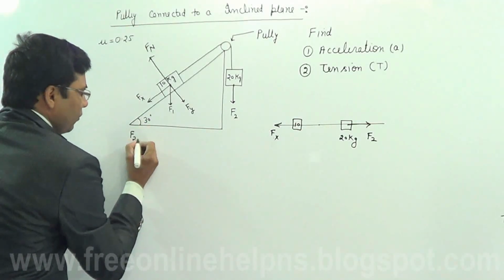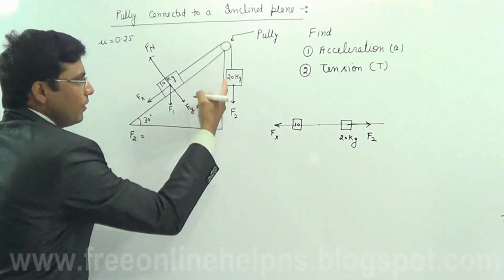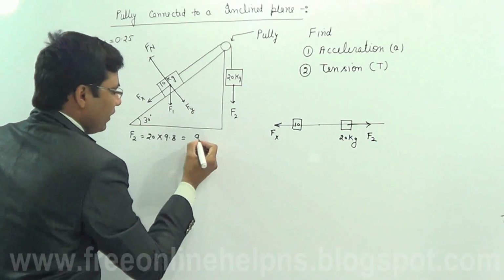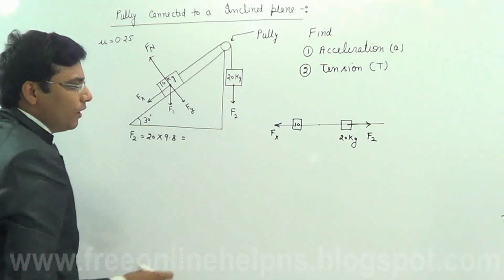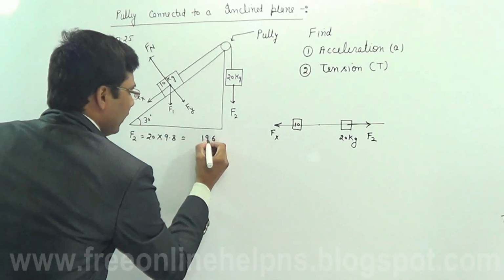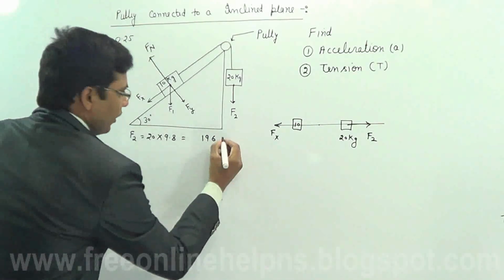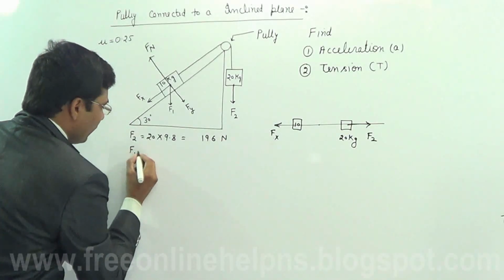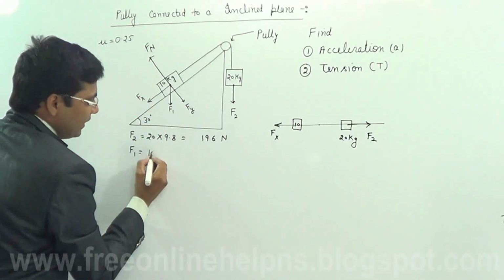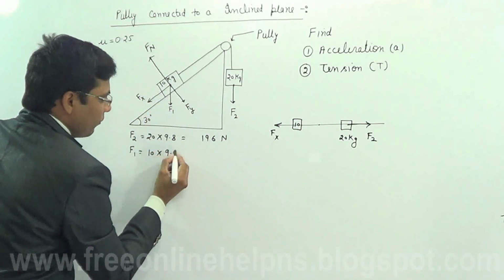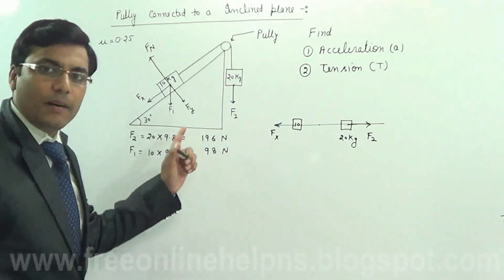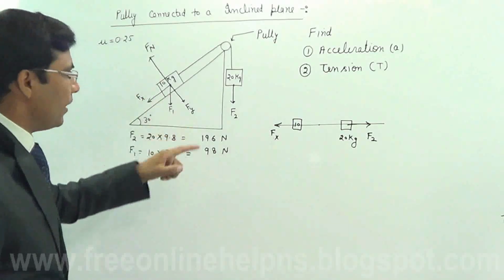First I will calculate F2. F2 is equal to mg. M is 20 kg, g is 9.8, so we get 196 Newton. F2 force is 196 Newton. For F1, the mass of the block is 10 kg and gravitational acceleration is 9.8. Multiply them, 98 Newton. Now find their components along the parallel and perpendicular directions.